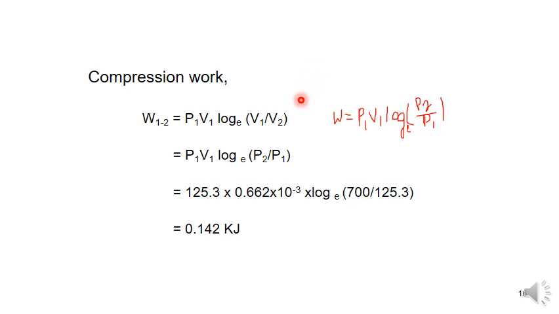So we can use the two formulas, V1 by V2 or P2 by P1. Based on whatever data is given in the problem, we can write the expression for the work done in an isothermal process, either P1 V1 log V1 by V2 or P1 V1 log e P2 by P1. In this problem they gave the P1 and P2 values, so that's why we are using P1 V1 log P2 by P1. In the place of P1 V1 we can also use mRT1 or mRT2, both we can use.